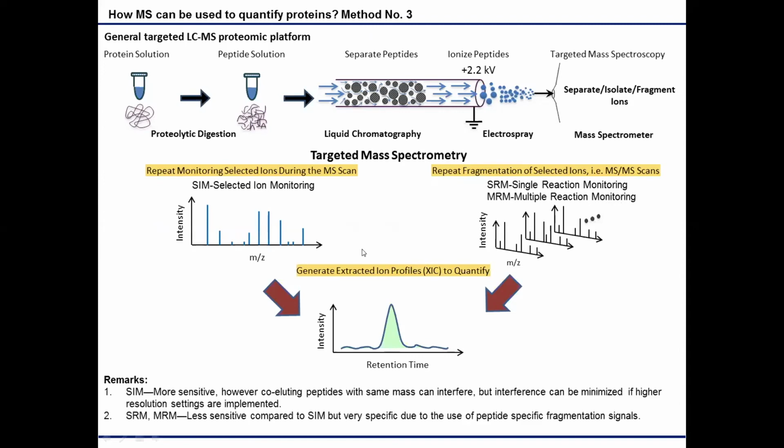So SIM is more sensitive, of course, because it is not fragmented, and during fragmentation you lose some of the signal. However, co-eluting peptides with the same mass can interfere when they are eluted during the chromatography. But interferences can be minimized if higher resolution settings are implemented. So it depends on the mass spectrometer settings. And SRM, MRM are less sensitive, of course, compared to SIM, but very specific due to the use of peptide-specific fragmentation signals.